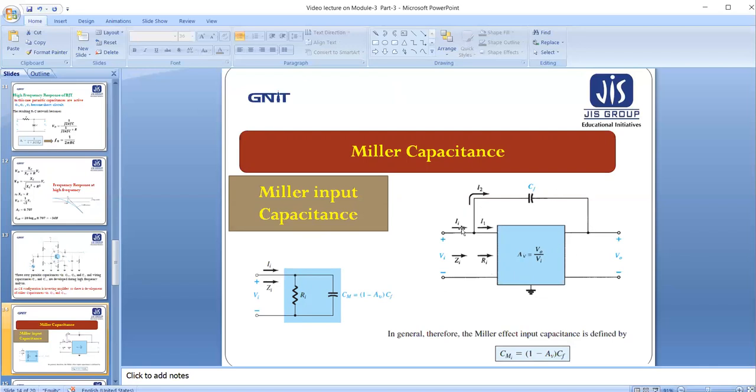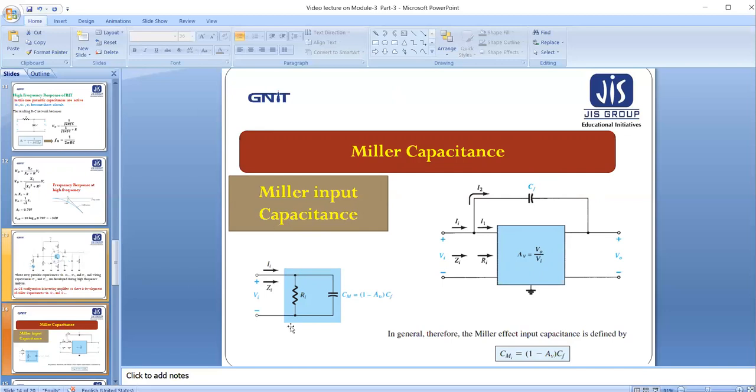This is the feedback path from output to input. In the feedback path, if any capacitor is present, it is CF. F stands for feedback. Suppose any capacitor is present, just like the previous picture. When this capacitor is present in the feedback section, the capacitor will appear at the input section as well as the output section.